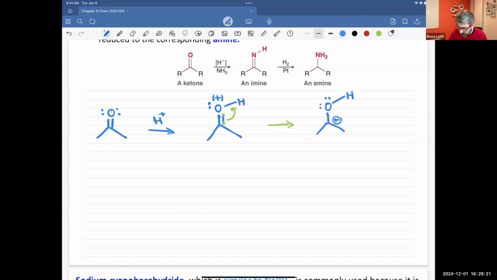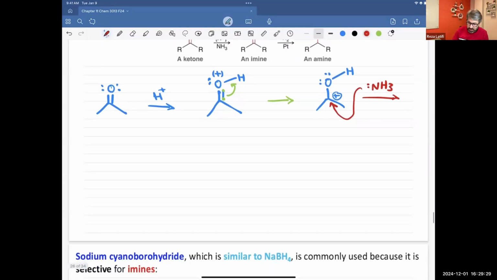Positive charge here. In the next step, NH3 can get involved and it will attack that carbon, and we get such a compound. Say, or I can put this one here.